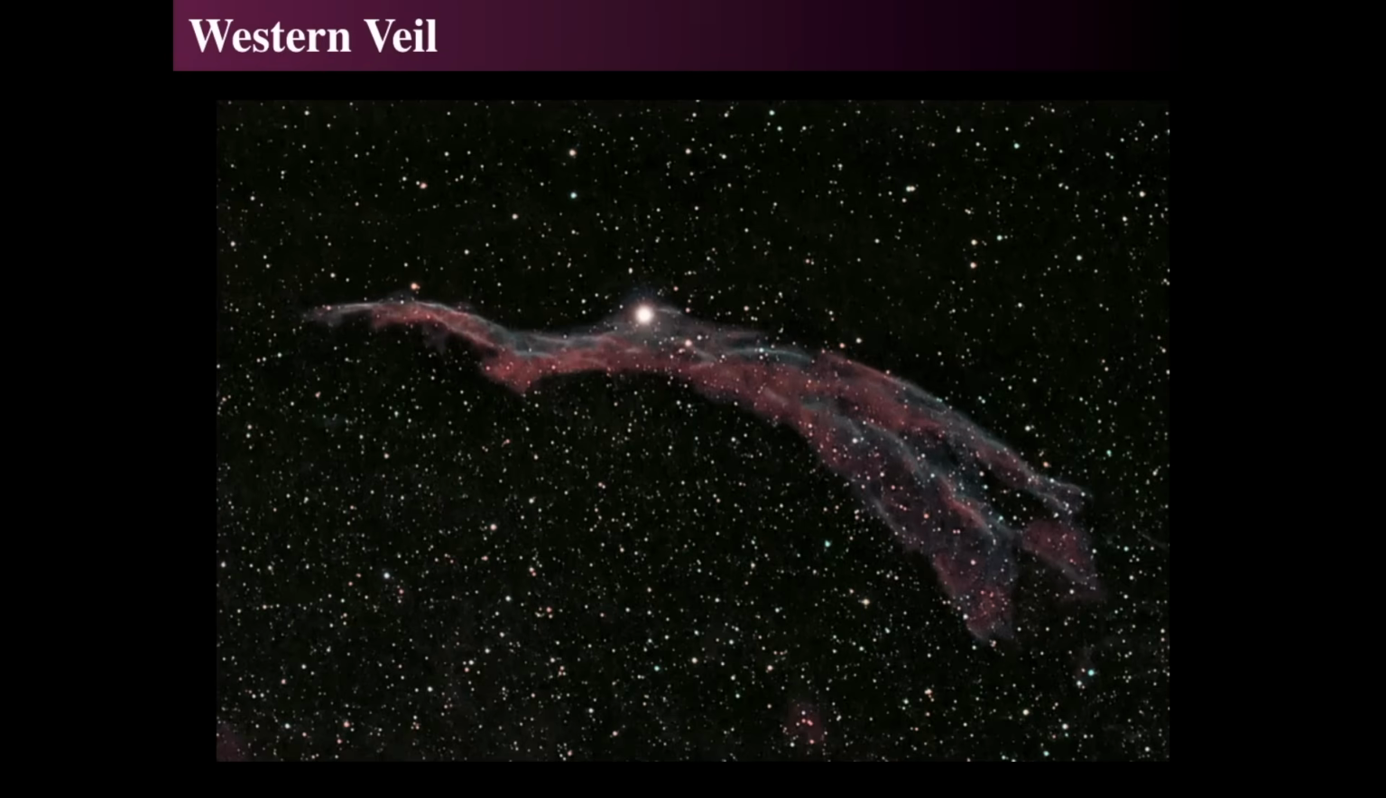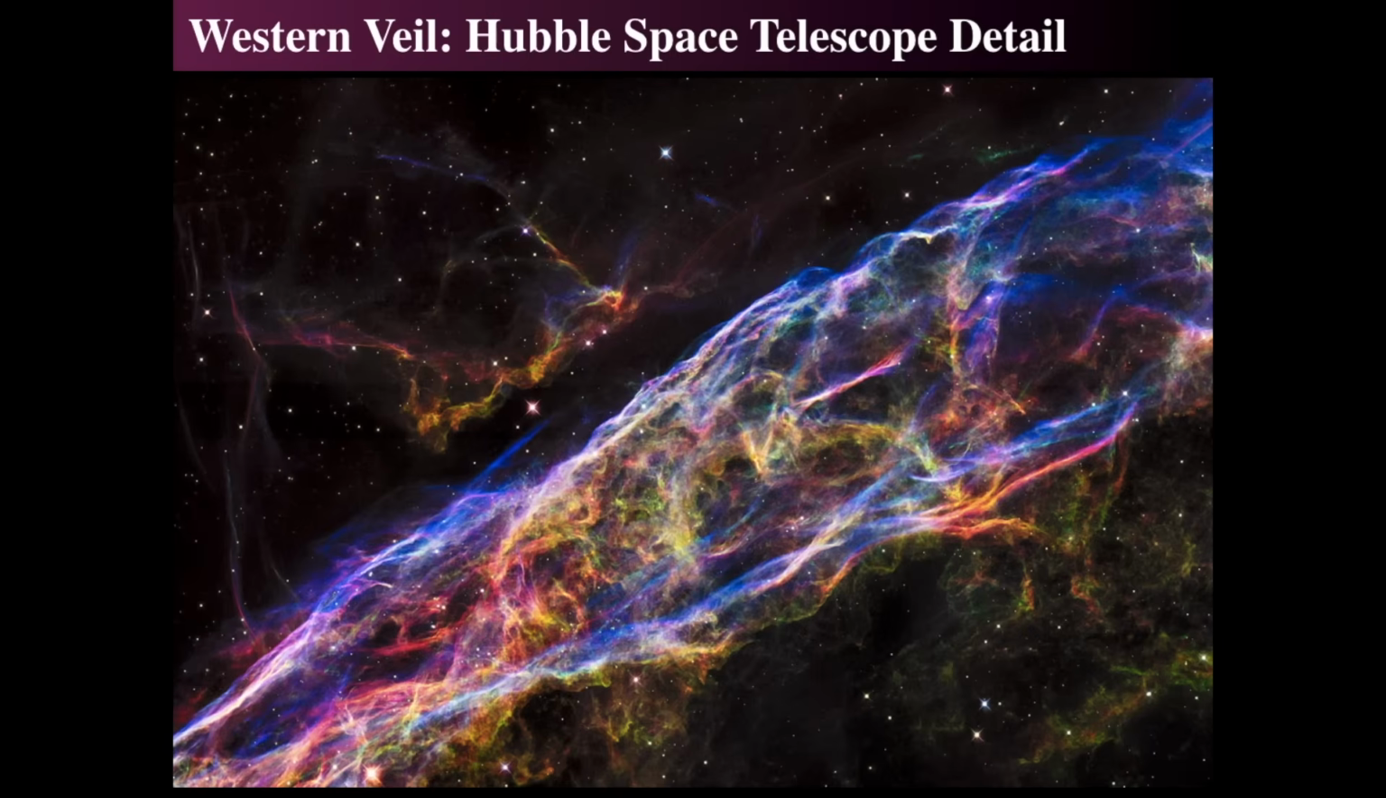And then there's the western veil, which sometimes is called the witch's broom, because the witch, which is that star, is riding the broom. And if we then look deeply with the Hubble Space Telescope into one of the elements of the witch's broom, we can definitely see that this looks like a shocked, heated region with these wispy, wispy things moving quickly across the sky.